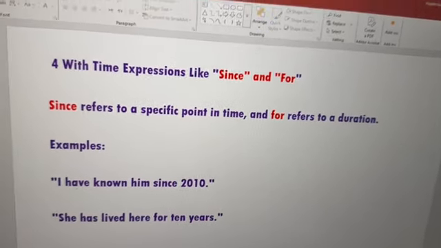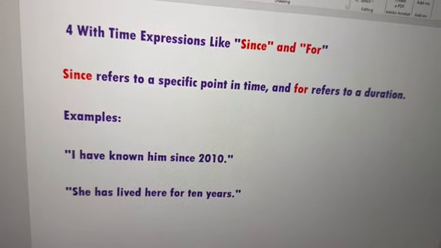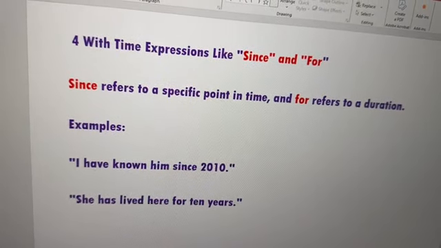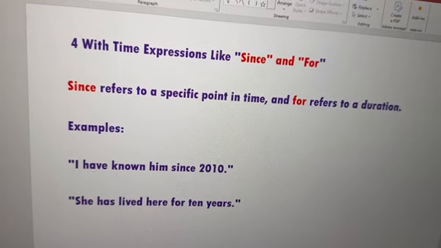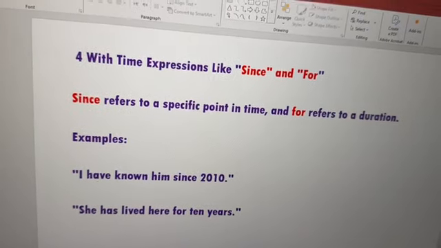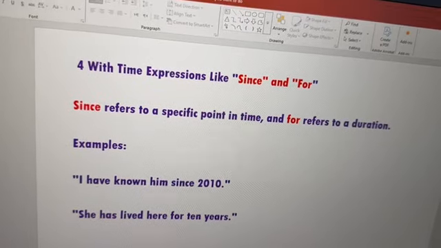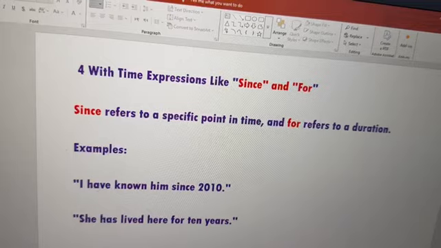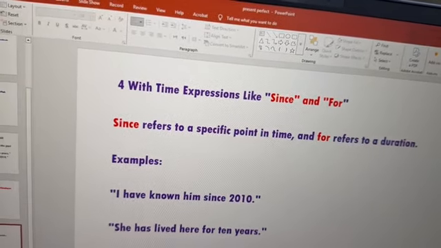You can say that the time that is expressed by since is not finished, it's still open, while the time that is used with for, you can say that it is over, it is done, it is finished: for 10 years. While when I say since 2010, it means from that time till now.